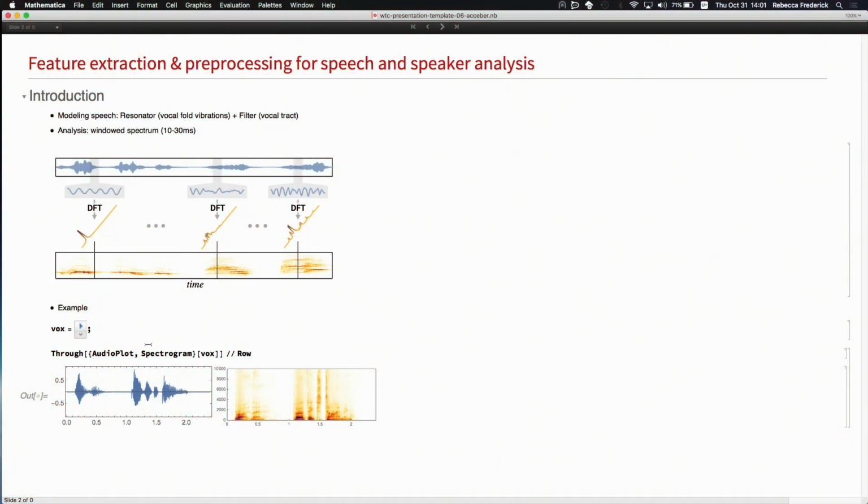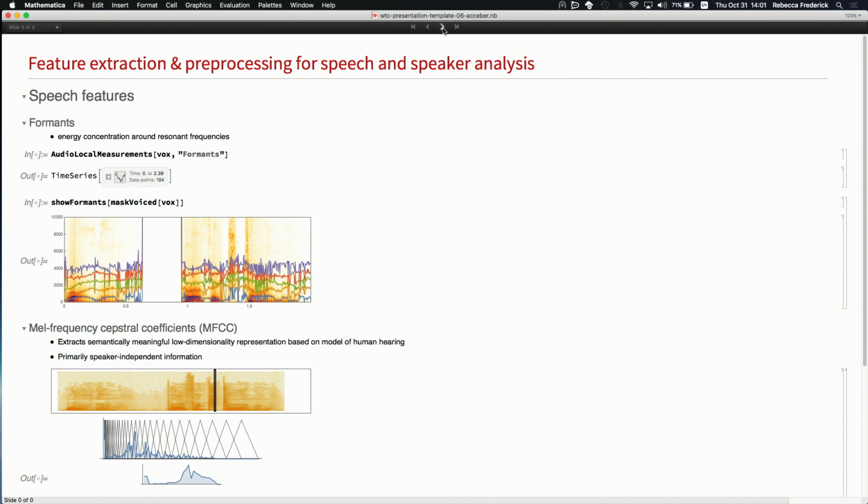All right, so it's useful to model speech as a source and a filter, where the vocal fold vibrations from the resonator source are filtered by the vocal tract. Rather than operate on the entire signal at once, we like to partition the signal into frames and multiply by a smoothing window to reduce artifacts from the frame boundaries.